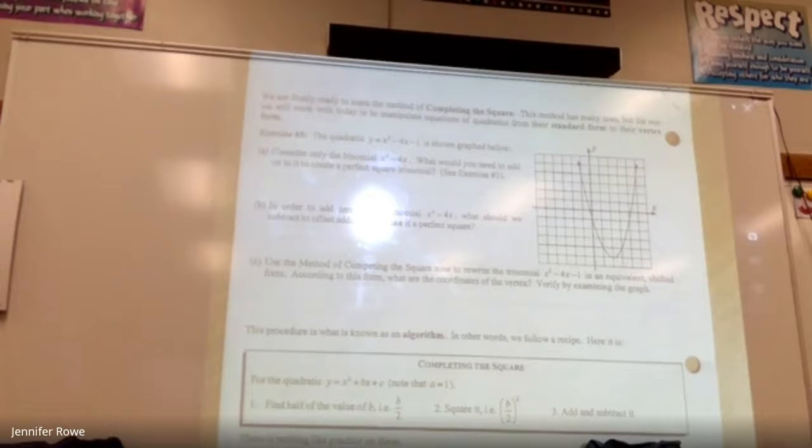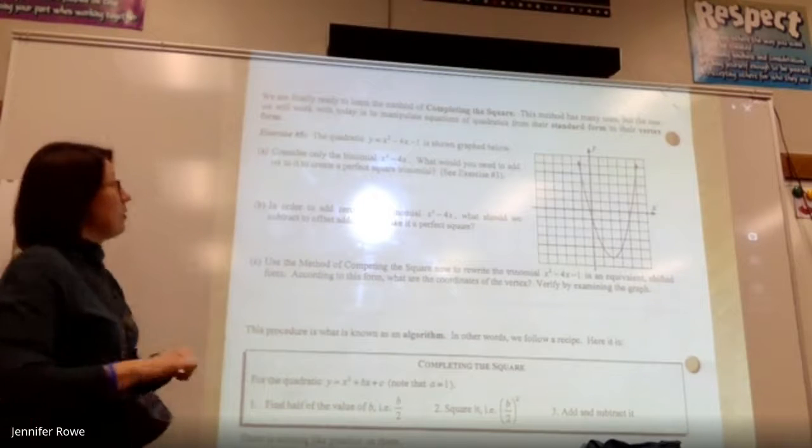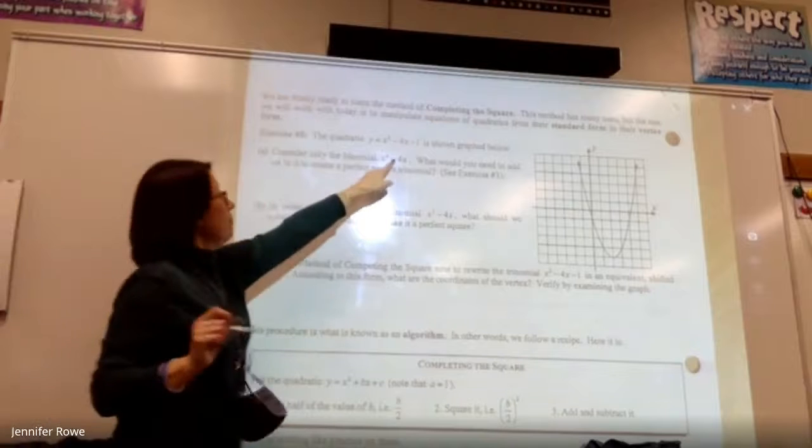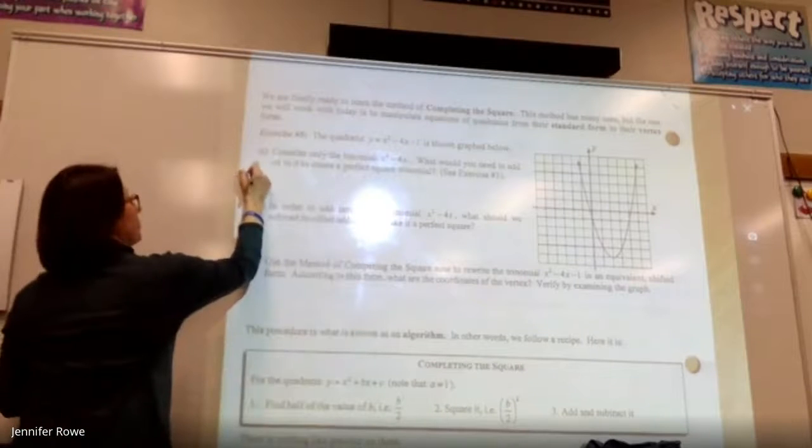Minus 1? No, not minus 1. That's not going to make it a perfect square trinomial. So basically, what I'm saying to you is take this number. Cut it in half.